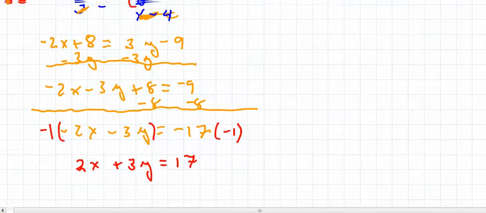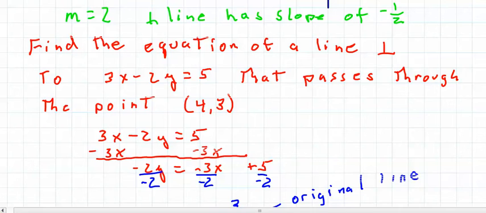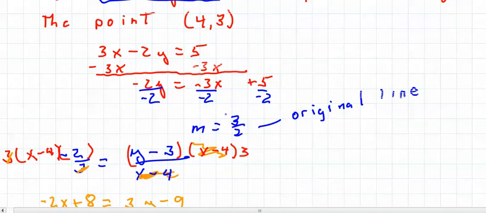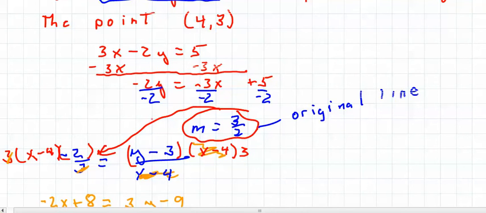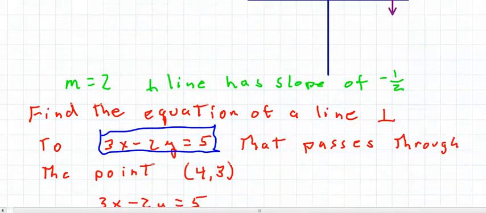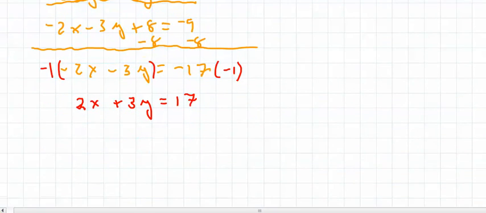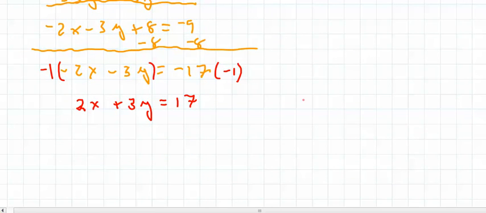All right, real briefly, what did we do? We took our original equation right here, and we found the slope of that line. That slope was 3/2. So I took that slope, flipped it, changed the sign, and then I used my point that I was given, which was 4, 3, and I found the equation. Pretty straightforward, all right? It's important to remember, though, that the slopes are reciprocals and they have the opposite sign.